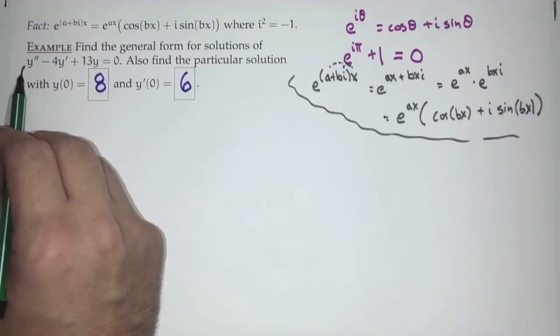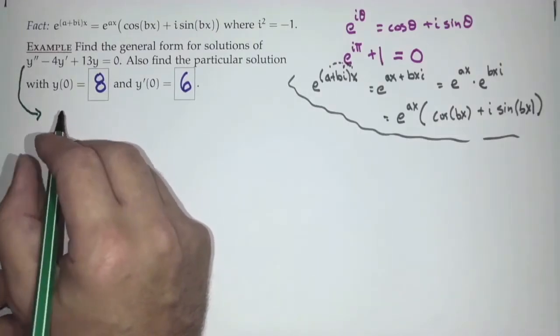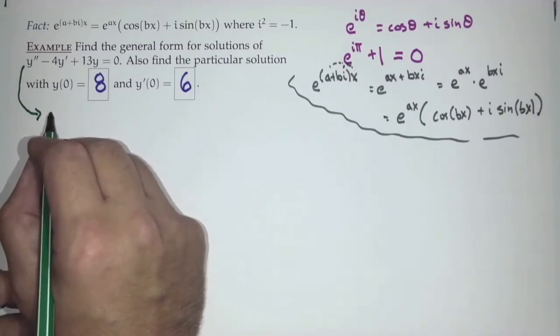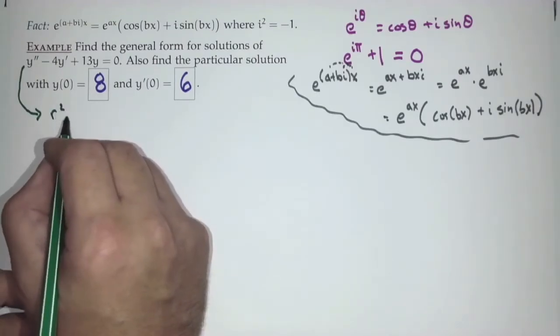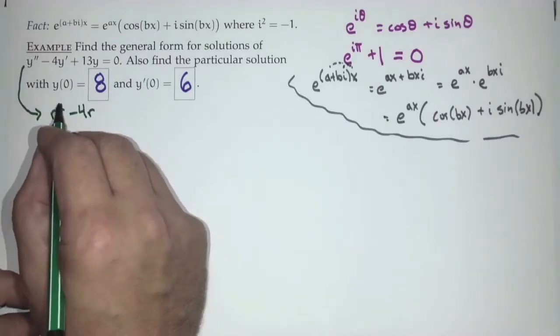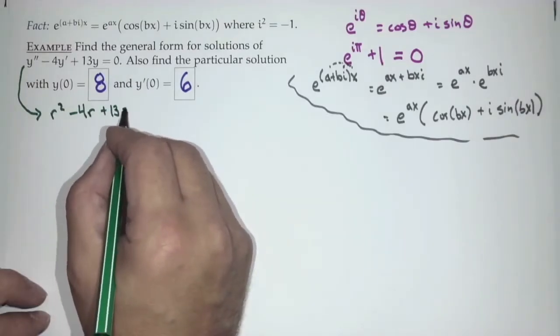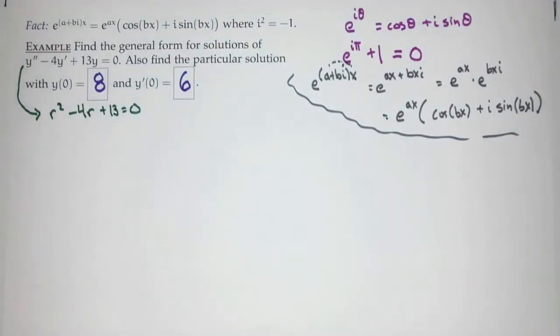Characteristic polynomial, or you can just say, turn it to algebra, Steve. What's the polynomial? r squared minus 4r plus 13 equals 0. All right. Great. Now, what do we do next?